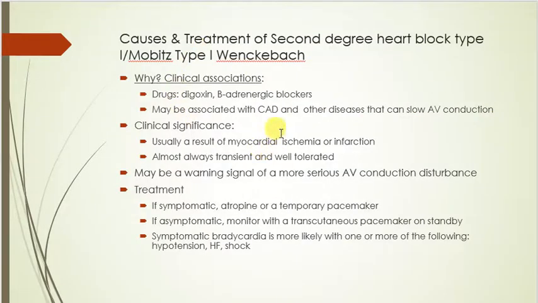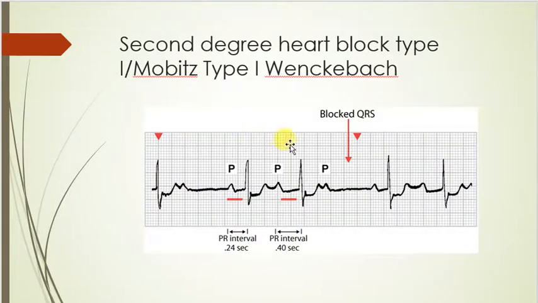So these are the causes. It may be drug related, maybe you'll see some coronary artery disease or other diseases that slow AV conduction. But there's an actual block, not like in first degree, which is just a slowing. This is an actual block where you see there's a blocked beat here, and you'll see progressive prolongation of the PR interval.